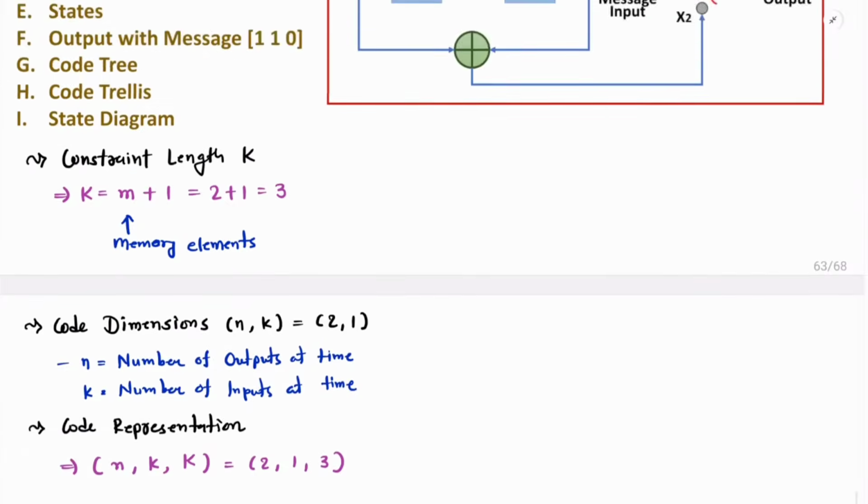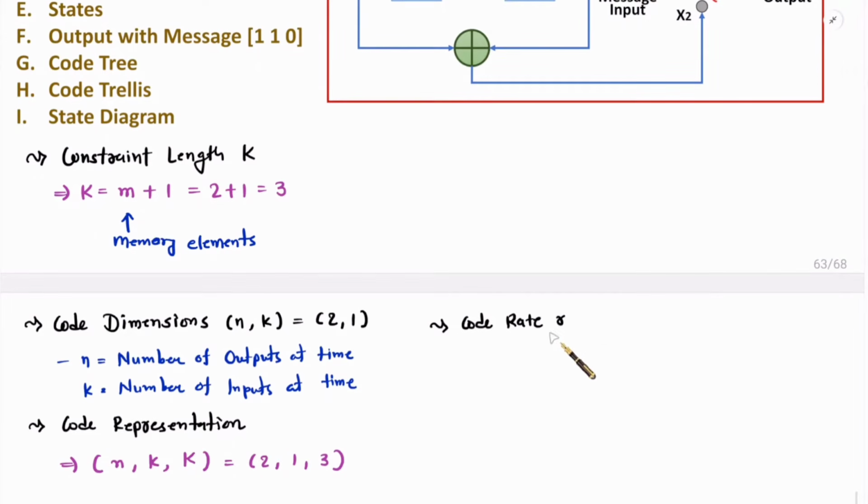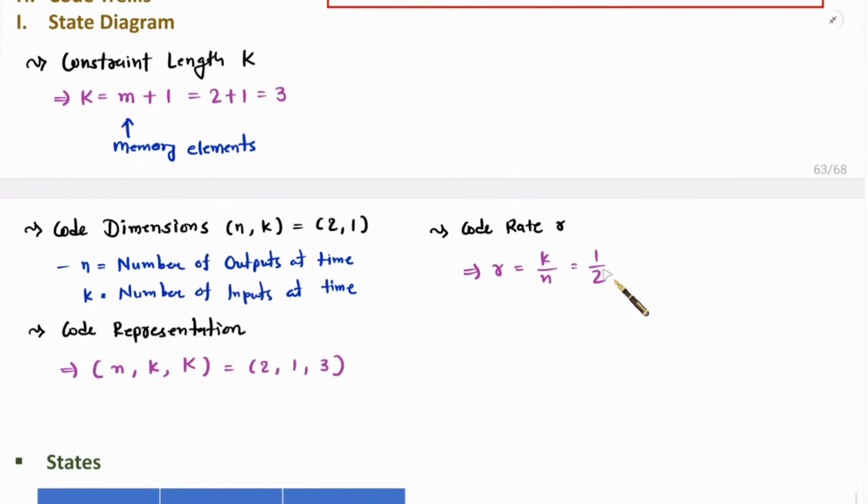Now let me explain next parameter, that is code rate. See, code rate is denoted by small r and that will be a ratio of number of inputs at a time divided by number of outputs at a time. Here we have one input at a time and two outputs at a time. So code rate will be half. So one can understand this. See, here if you have 1 bit input, in that case our output will be of 2 bits, x1 and x2. So with respect to 1 bit, there will be 2 bits of output. So one can say code rate is half, right?